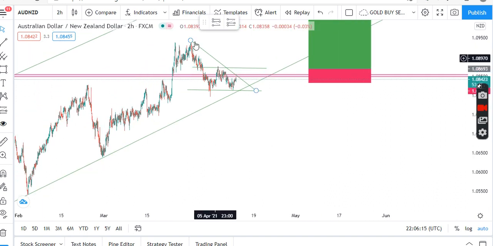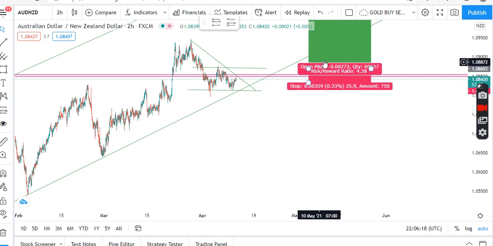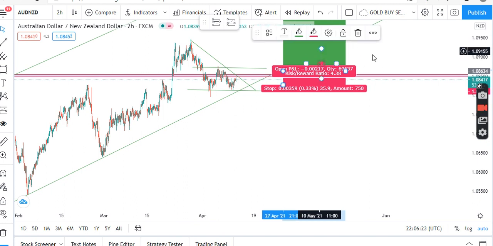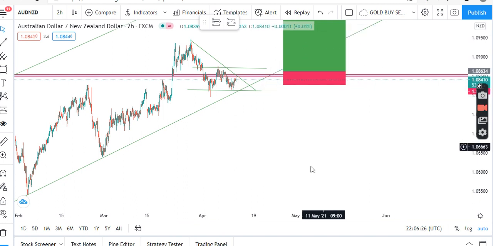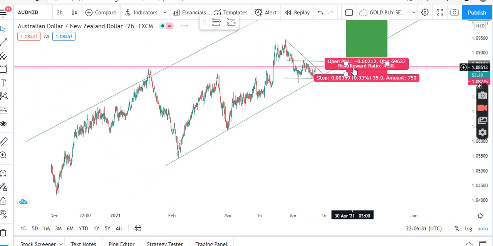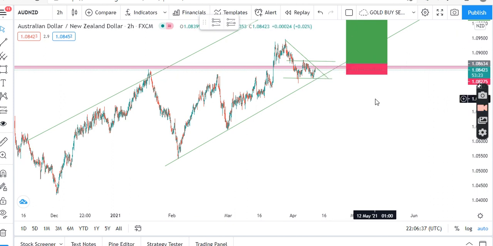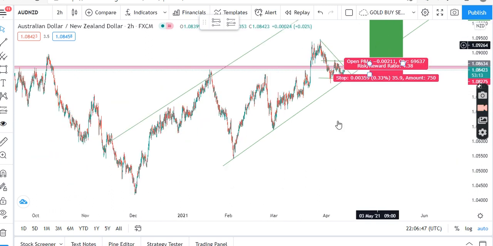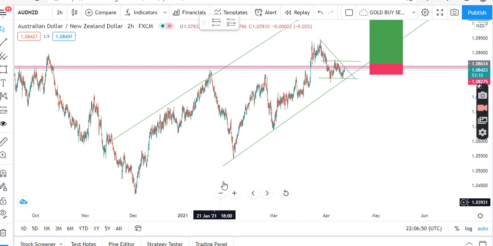So we'll wait for the price to break this, and if it does, then we can take our long position to the upside, maintaining a very small stop loss of 35 pips, and aiming for a profit of how much? We are aiming for a profit of over like 150 pips. Not bad. It's a good trade. It's a good setup, right? So we can do that.